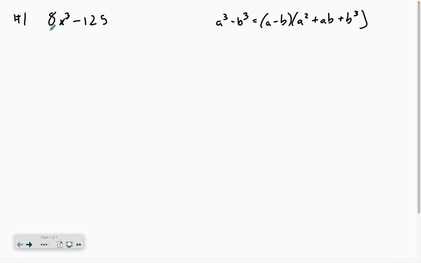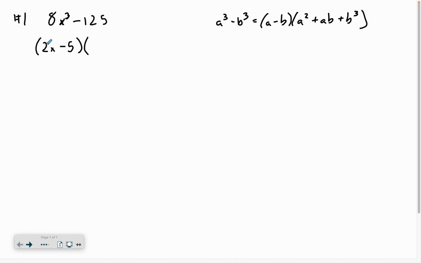But we see that 8 is a perfect cube of 2, and x cubed is a perfect cube. So a is what we cubed to get 8, and what we cubed to get x cubed, so x. And then b is going to be what we cubed to get 125. That would be 5. So a is before the minus sign, b is after the minus sign. Don't worry that, oh wait, there's a minus sign. Is that -5? No, b is just the number after the minus sign.